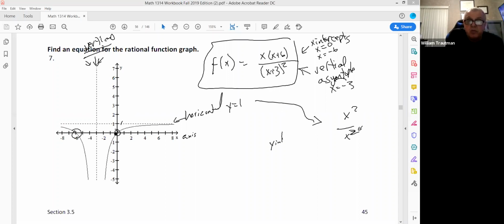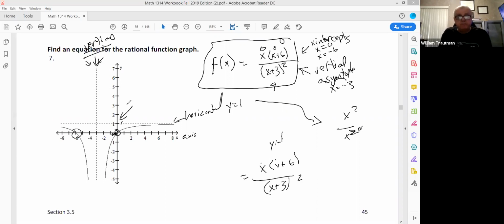And sure enough, if I put 0 here, I get 9 on the bottom. If I put 0 on top, I get 0 times 6, which is 0. 0 divided by 9 is 0. So it holds true also for the y-intercept. Changing x to 0, nothing changes. So yes, that is my answer: x times (x plus 6) over (x plus 3) squared. You just had to remember to square the bottom because the powers on top and on the bottom have to be the same when you have a horizontal asymptote of 1. So that wasn't too bad.